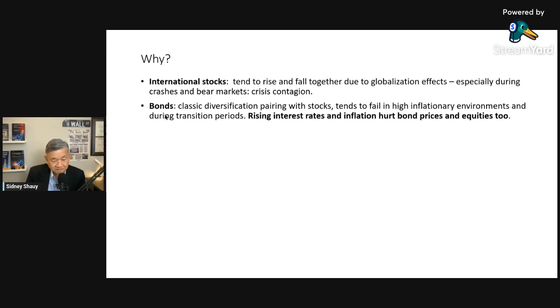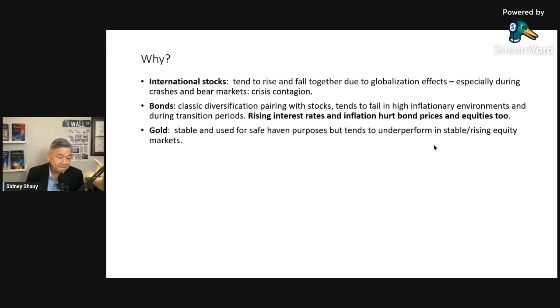For bonds, it's a classic diversification, pairing with stocks, right? But there's a problem. It tends to fail in high inflationary environments and during transition periods from non-inflationary to low inflationary to high inflationary, basically. Rising interest rates and inflation will hurt bond prices and equities at the same time. That's pretty much the reason why the correlations in those environments will tend to be very positive. So that's a problem.